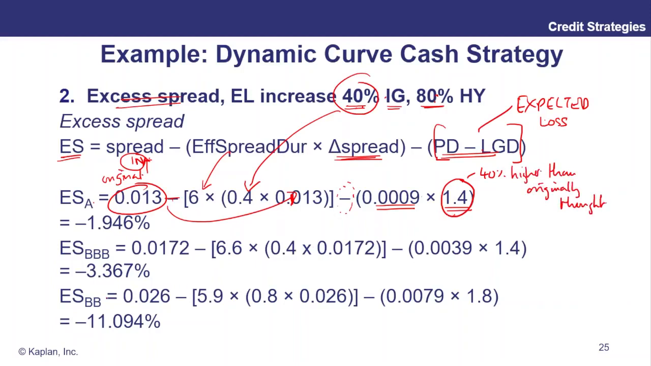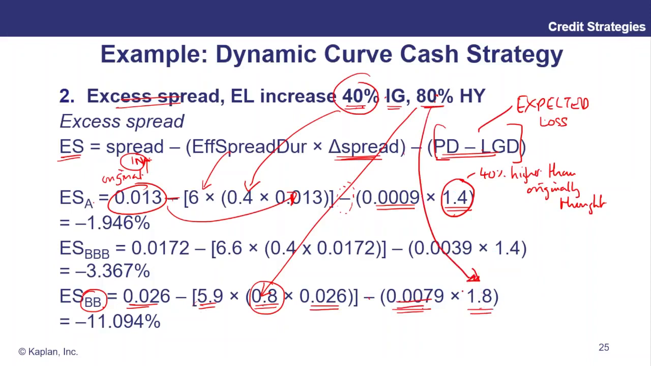When we do the double B bond down here, that must be the original spread. I'm not going to keep jumping around here. I'm just going to look back. Yes, it is. That must be its effective spread duration. Yes, it is. And look, the spread is expected to move by 80%. Okay, that's the original spread. And we're going to subtract the original expected loss, 79 basis points, scaled up by a factor of another 80%. So that 1.8 is representing the fact that the original expected loss turns out to be 80% higher than expected.